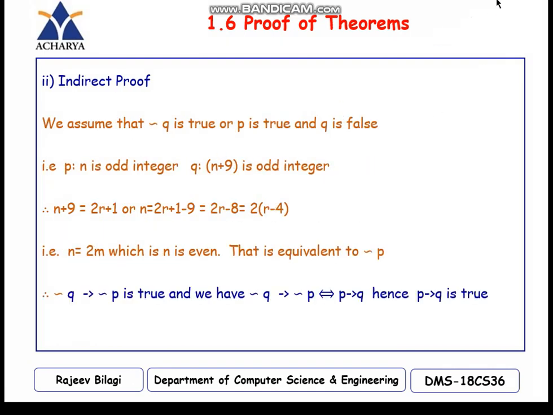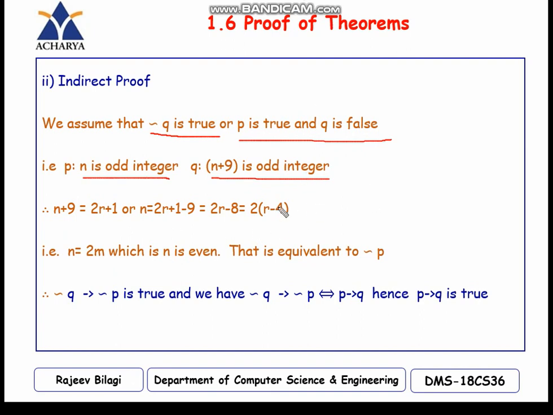Next is the indirect proof. Here we assume that the negation of Q is true, or P is true and Q is false. This is how we are going to prove it. P is n is an odd integer, and I will take that n plus 9 is also an odd integer. Then for P then Q, P I will show is true, and Q is false.